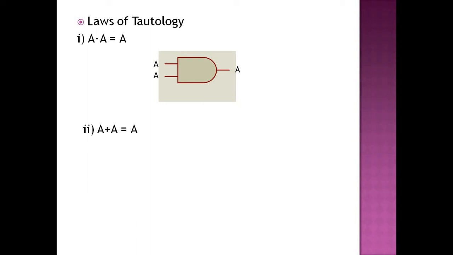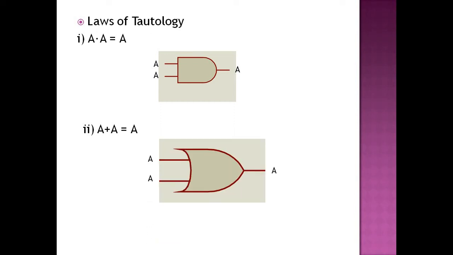Second, A plus A is equal to A. Again we consider the OR gate. The OR gate has two inputs A, and if the value of A is 0, then both inputs of the OR gate are 0, so we get the output 0. If the value of A is 1, then both inputs of the OR gate are 1, so 1 plus 1 is 1. So the output of the OR gate depends only on the value of A.